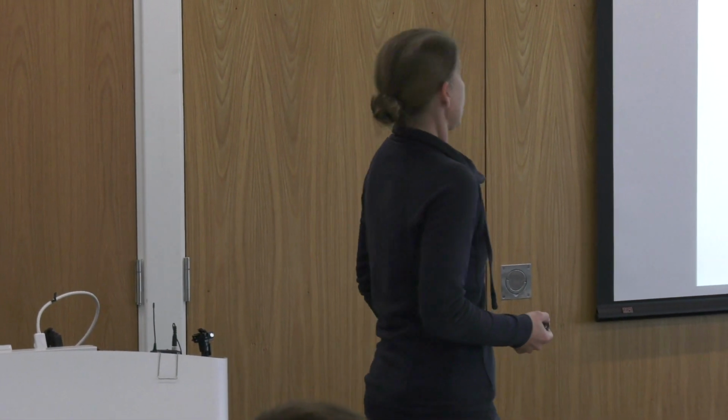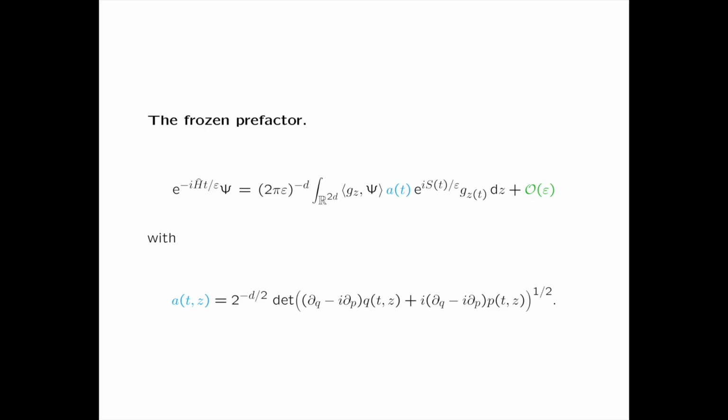Yeah, so the A depends on Z also. Exactly. So every frozen Gaussian gets its own new readjustment factor depending on the original center.